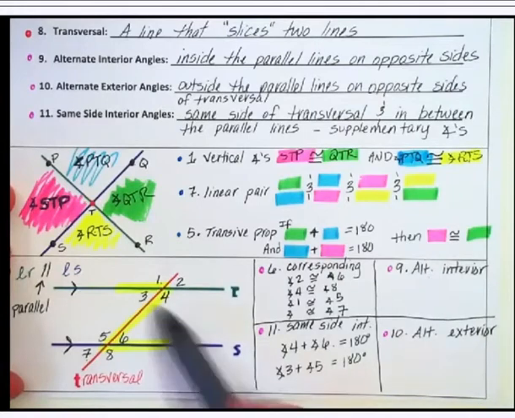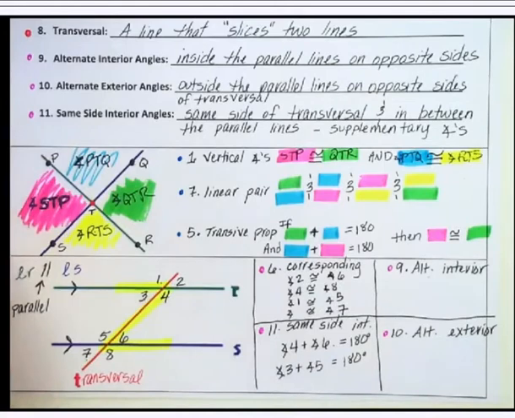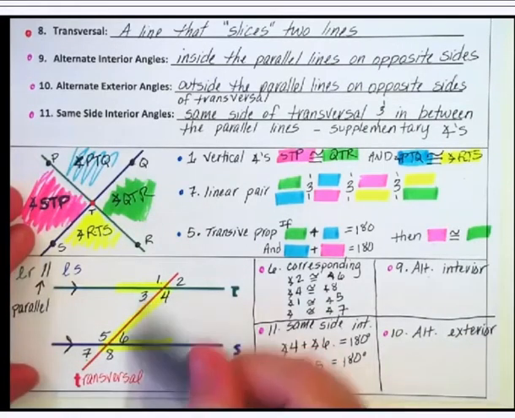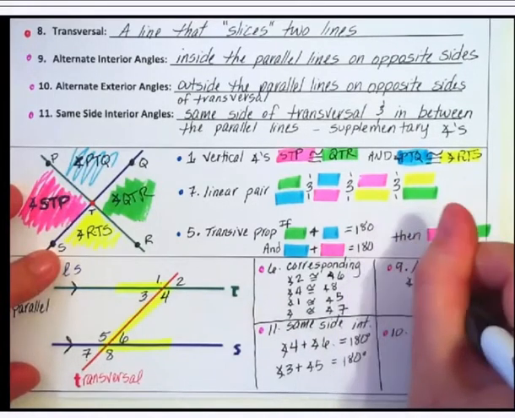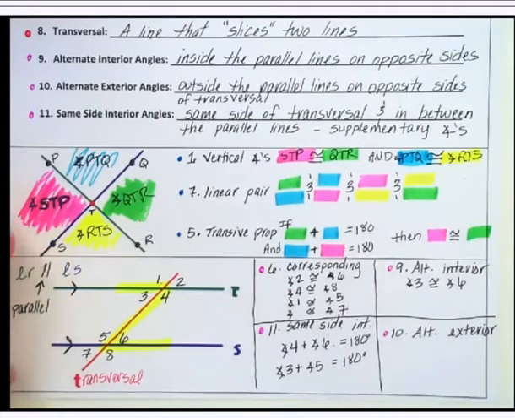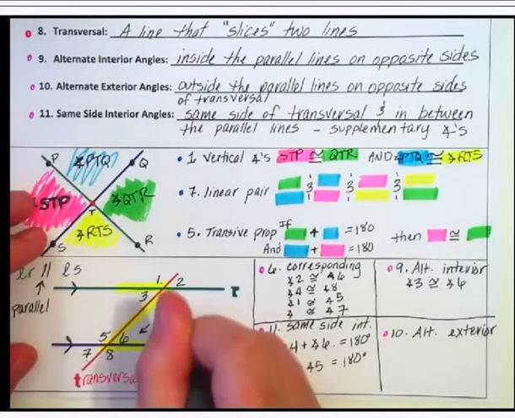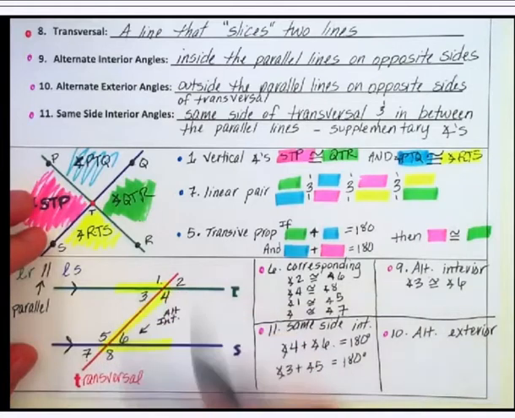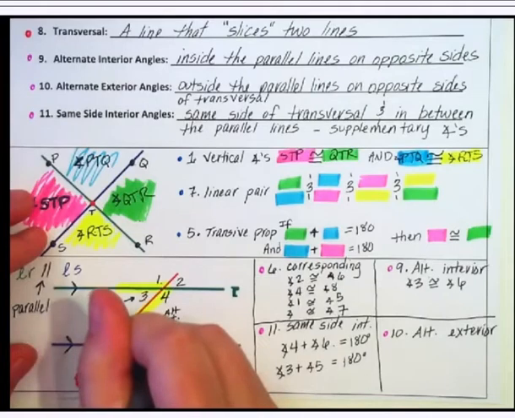So 3 and 6 are going to be congruent angles. So they're inside the Z. Angle 3 is congruent to angle 6. Alternate interior angles. Alternate interior, alternate interior. Okay.